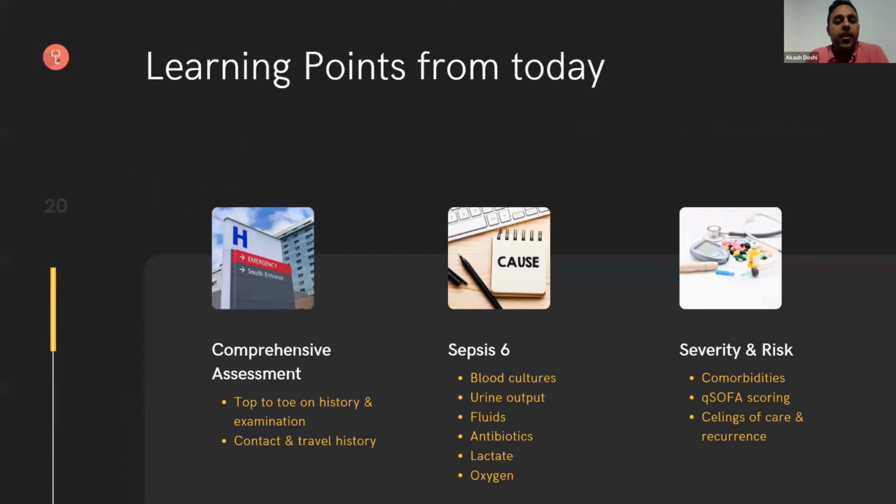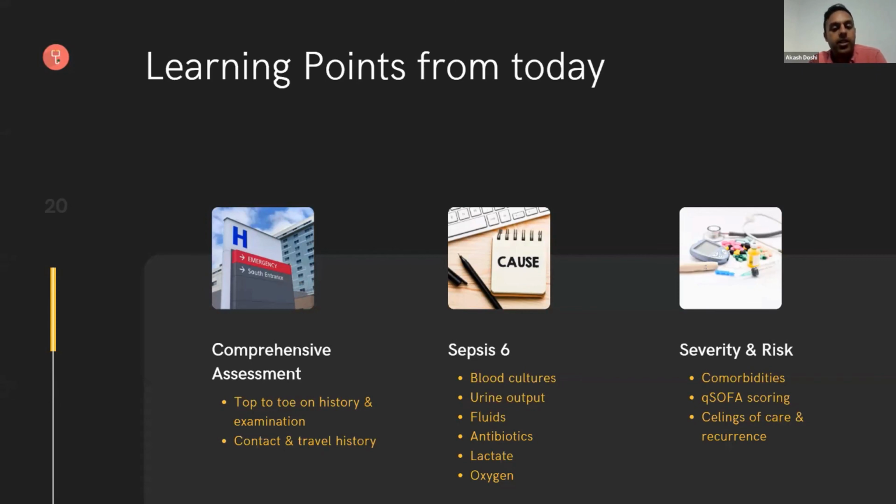I'm sorry about that slightly depressing note to the end of that case, but I think it is really important to consider when thinking about sepsis. So here are our three learning points from today. One, comprehensive assessment. We are going to do a top-to-toe history and examination, contact history and travel history to work out where this infection is coming from. We're also going to ask about all those red flags, which will make us think, ooh, this might be bad.